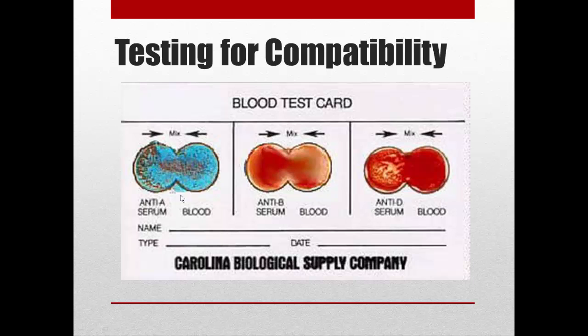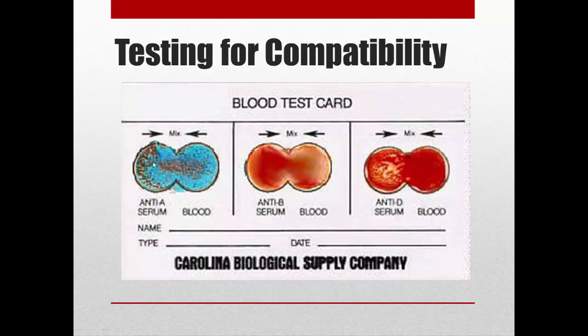And then you're going to mix this drop of blood, in this one over here, with anti-A serum, so basically A antibodies. Over here, you're going to mix it with B antibodies. And over here, it's anti-D serum, or basically think of it as Rh antibodies. And then you look to see what happens.